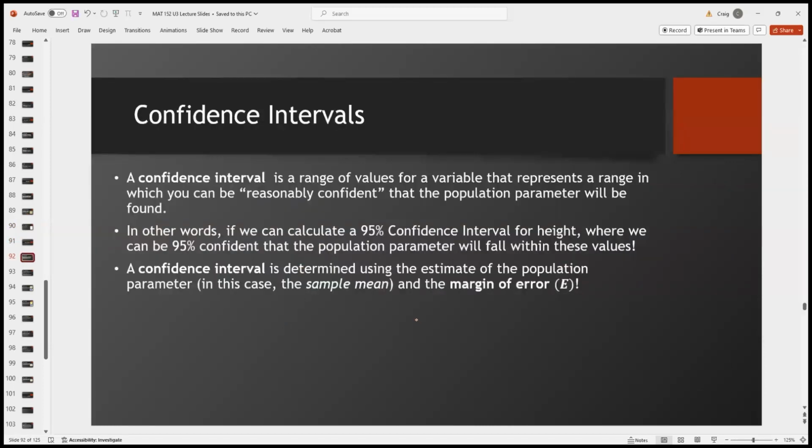A confidence interval is just a range of values that represents the range where we can be reasonably confident to find that population parameter. We can be reasonably confident that the population value is within this range. We can never use the exact sample mean and say that the sample mean is what the population value is. We can only use a confidence interval and say that we can be 95% confident that it falls within these two values. It's determined using the estimate of the population parameter. So when you're dealing with means, the sample mean, X bar, and the margin of error, which I'll write as an E here.